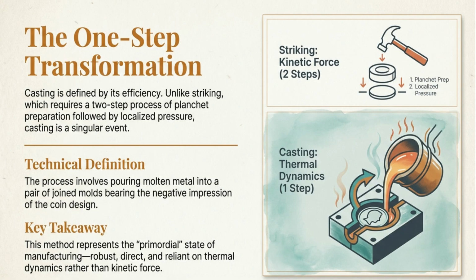Casting is a one-step transformation defined by its efficiency. Unlike the two-step process of striking, casting is a singular event using thermodynamics. It involves pouring molten metal into joined molds that bear the negative impression of the coin design.